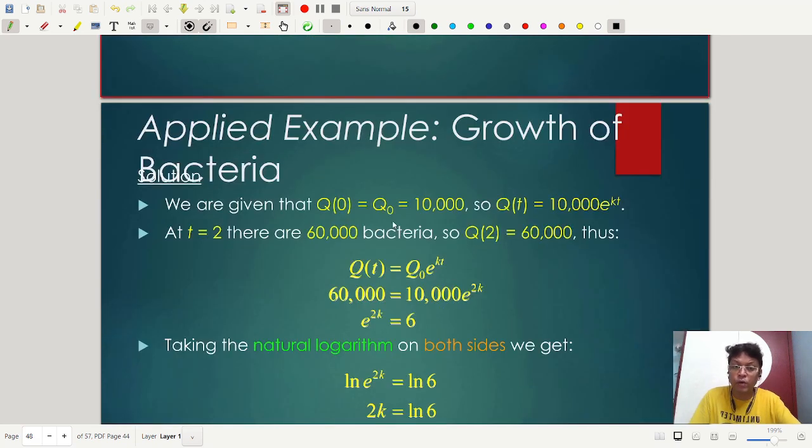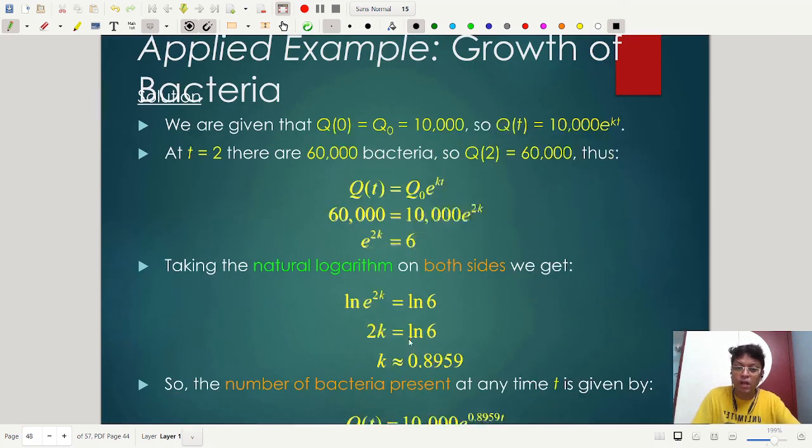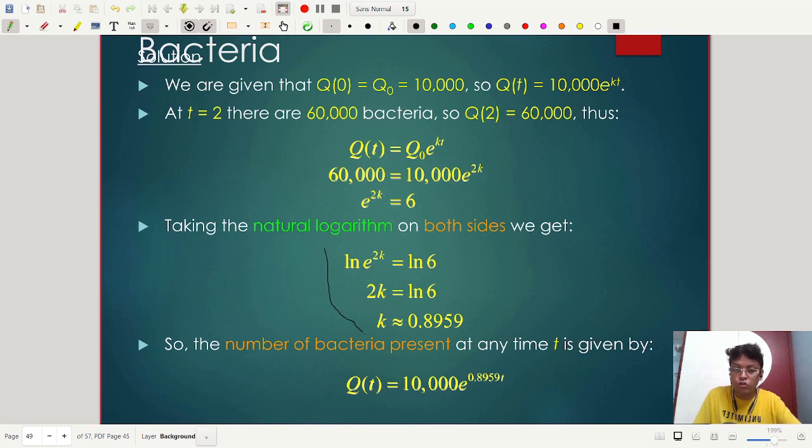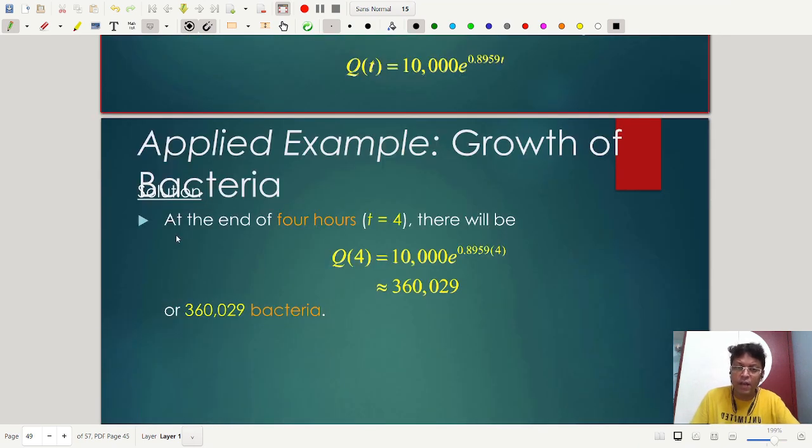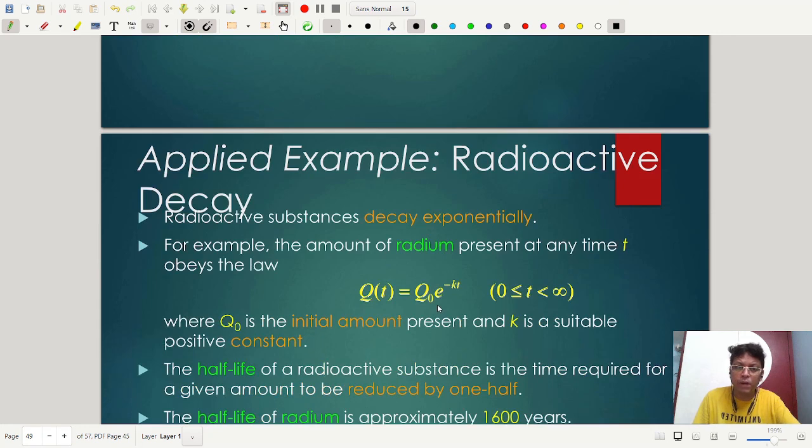So you can calculate everything. You can calculate using log also. You see the log applications here. If you know that at t equal to 2 there are 60,000 bacteria, what will be the exponential function, the logarithmic function, what will be the value of k, the number of bacteria present at any time t, you can calculate. So everything can be calculated. These are the applied problems.